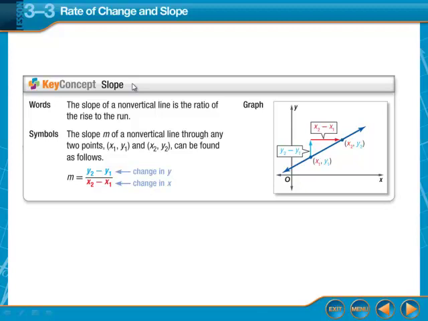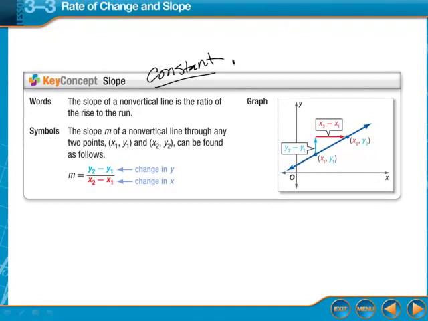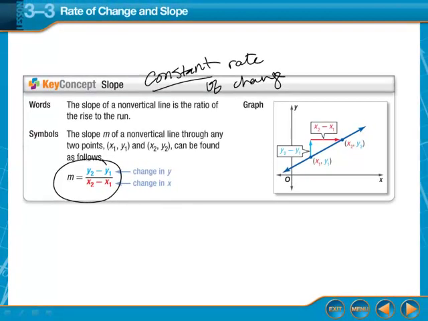Once we understand the concept of rate of change, then we move forward to the concept of slope. Remember, slope is our constant rate of change. There's a formula you can use for slope: y2 minus y1 over x2 minus x1. You're just picking up and memorizing one more formula. It works. I'm never going to say it doesn't work.